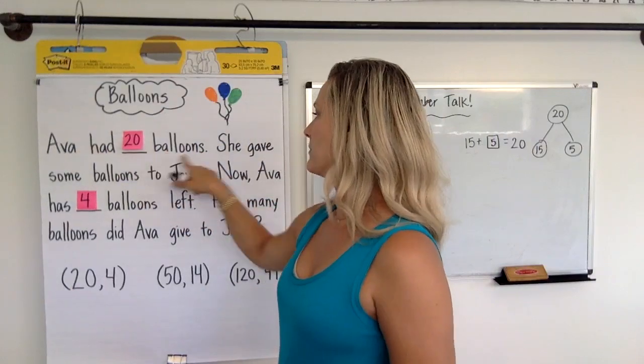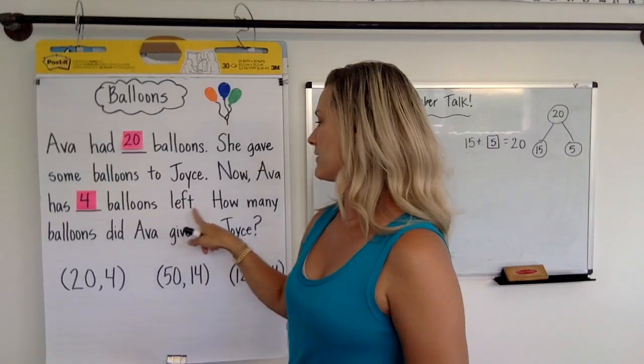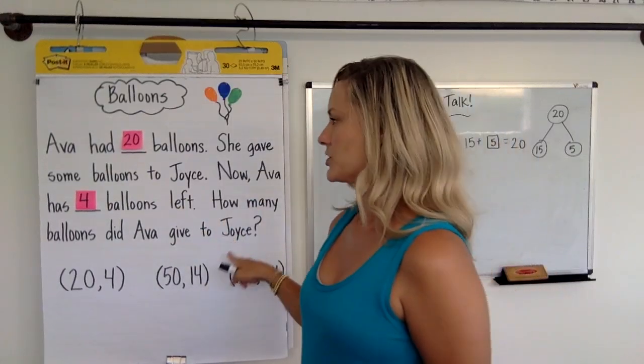Ava had 20 balloons. She gave some balloons to Joyce. Now Ava has 4 balloons left. How many balloons did Ava give to Joyce?